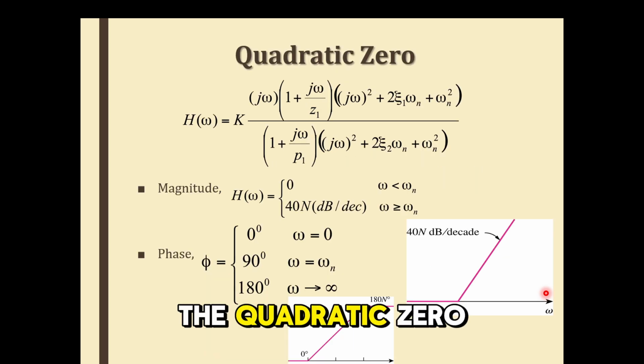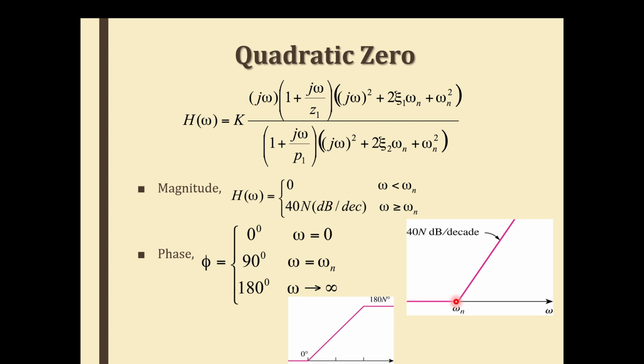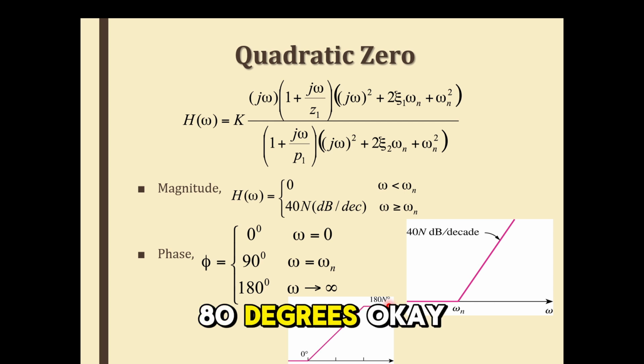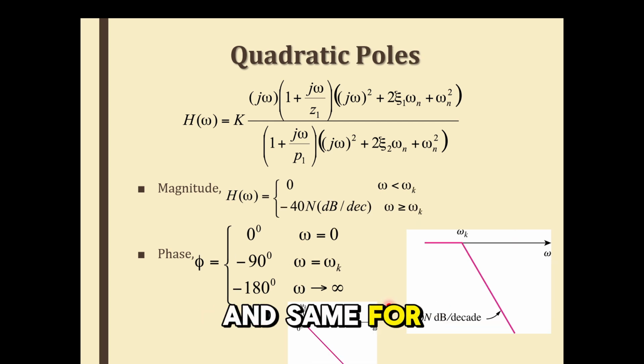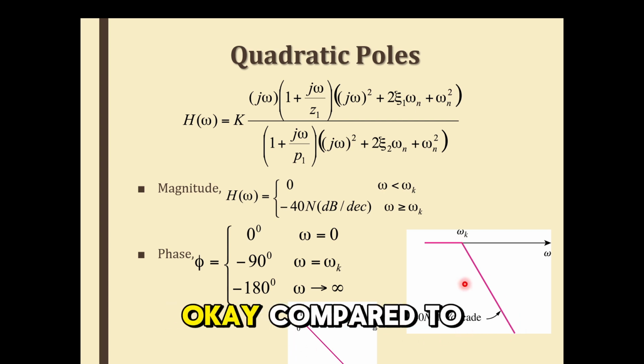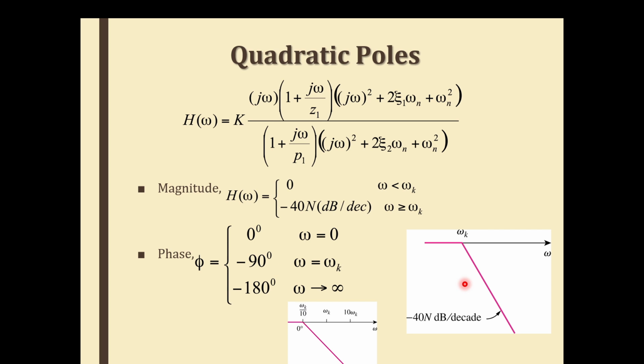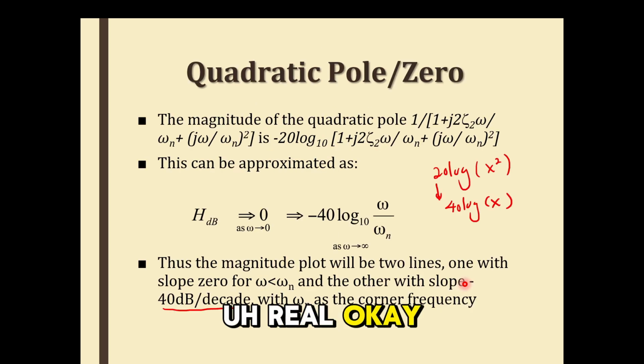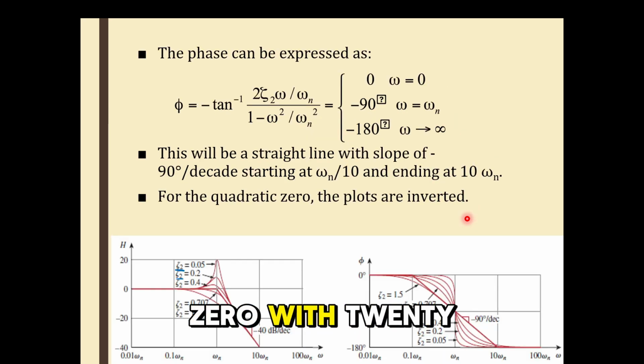And as for the quadratic zero, you will have 40 dB decay, and this will go until 180 degrees. Same for quadratic poles, you will have a negative 40 dB decay. So the slope is quite sharp compared to the real. Why do you have 40? Because of the square. If you multiply it by 20, because we changed to 20 log, right? So you'll have 40. That's the reason for having a quadratic pole or zero with 40.